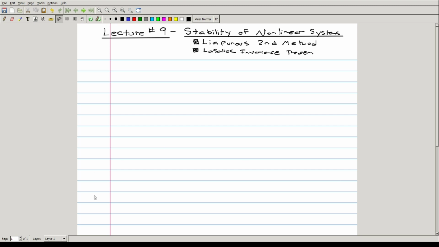This is a technique that's specifically for analyzing the stability of nonlinear systems that is very, very powerful and can be applied both to physical systems and non-physical systems as well.